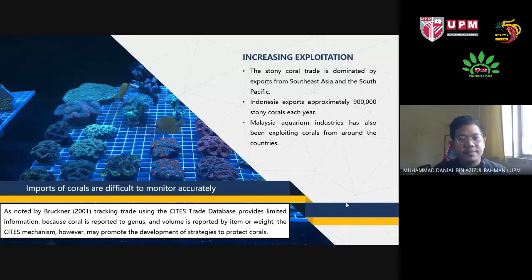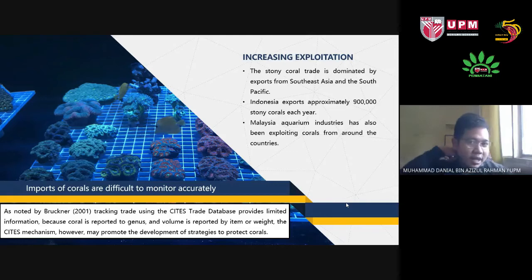The CITES mechanism, however, may promote the development of strategy to protect corals. A little thing about CITES: it is the short name for the Convention on International Trade in Endangered Species of Wild Flora and Fauna. It's a multilateral treaty to protect endangered species like plants and animals.